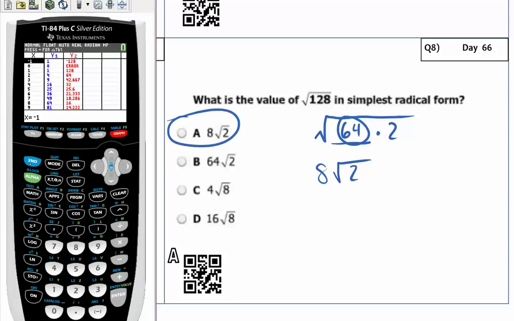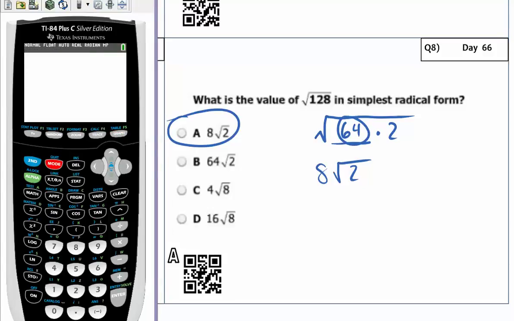But just to verify, I'm going to come back to my home screen and type the square root of 128 in. So I have second, x squared gives me the square root, 128, hit enter, and I get this number here, 11.31. And in that number here, there's only going to be one other number that matches when I type these in. So I did 8 times the square root of 2 and hit enter, and that's the number that matches. So I know that these two are equivalent to each other.